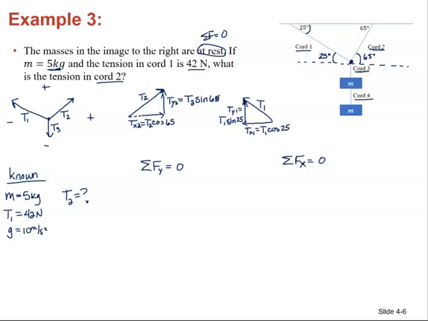So on the vertical, we want to write down any of our components that are first pointed in the positive direction. So that is going to be the y component of tension 2 and the y component of tension 1.